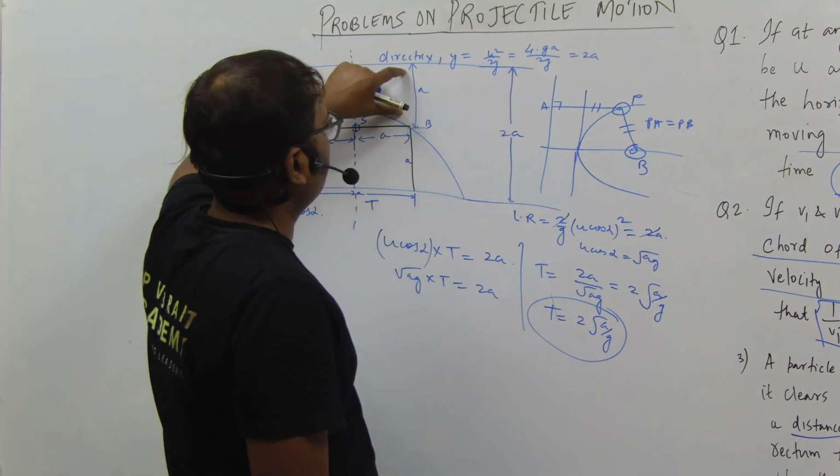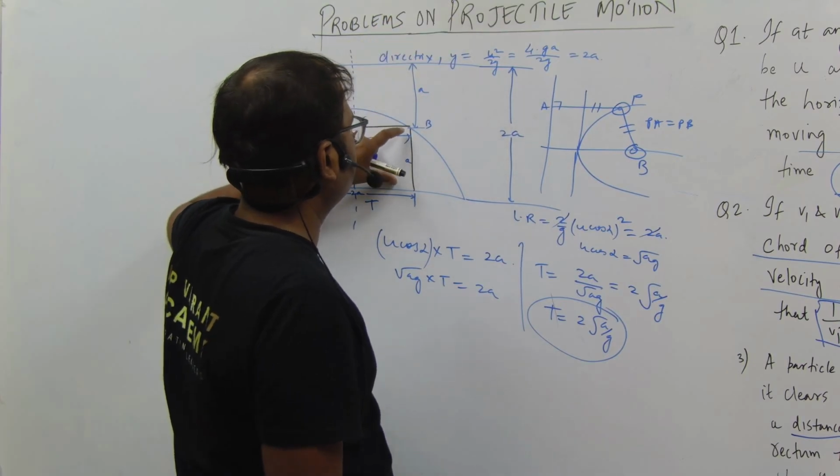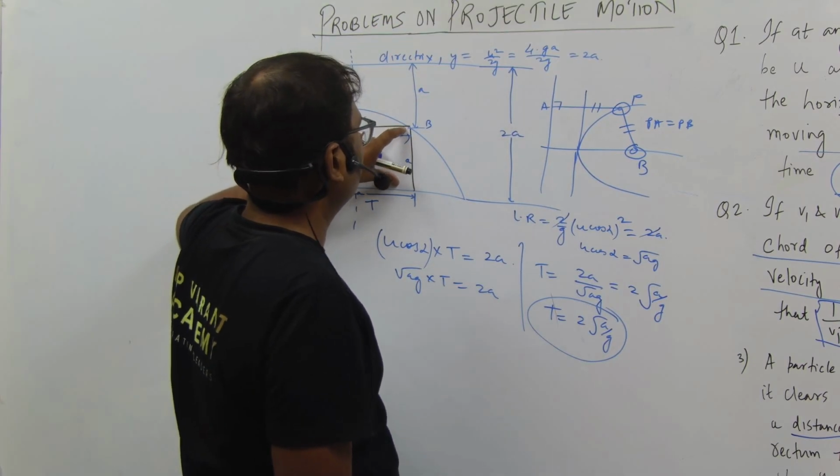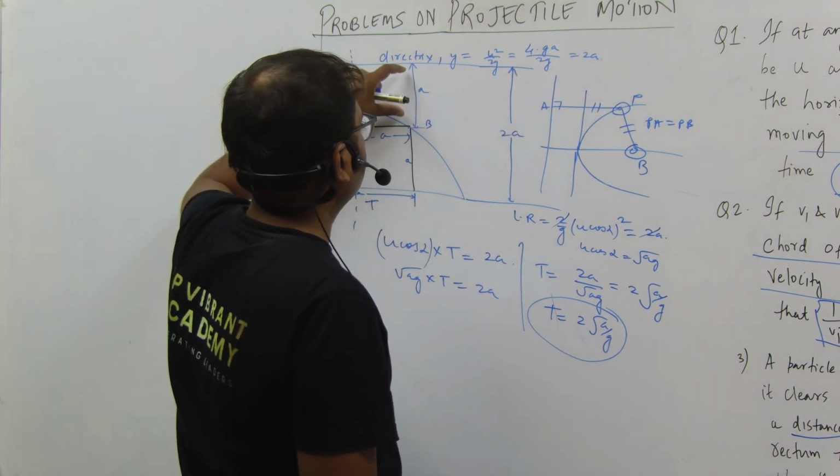So this distance we have found using the value of the directrix. The height of this wall is a, so this whole distance is 2a based on the directrix. So this distance will be a.